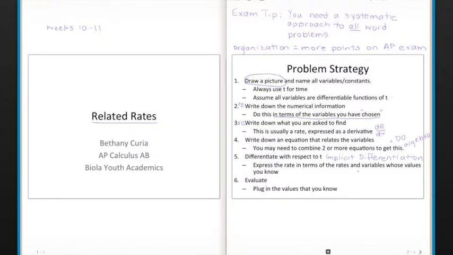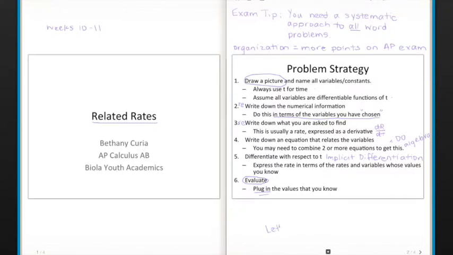which we are learning in week 10. You will apply that process to your equation and express the rate in terms of the rates and variables whose values you know. And that's the process of solving for your related rate. Once you have your desired rate isolated, you're going to evaluate and plug in the values that you already know.